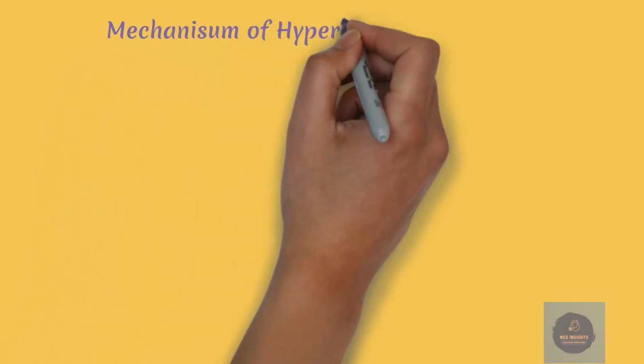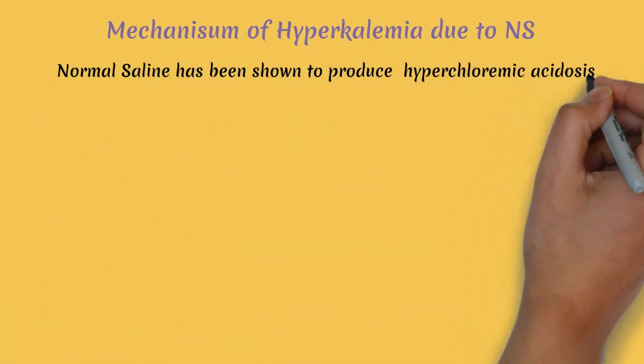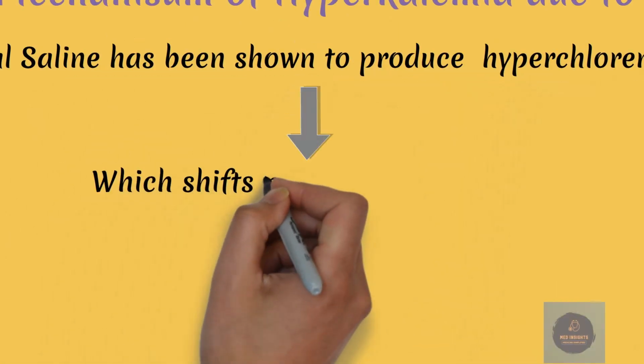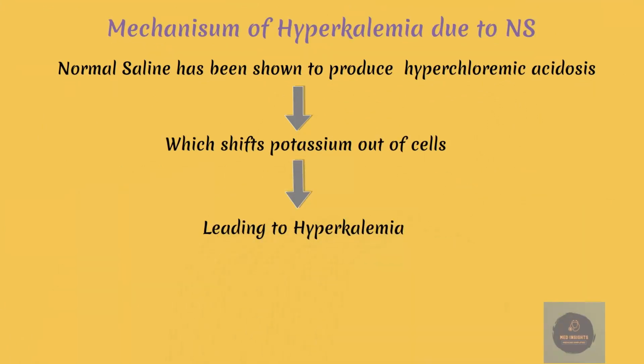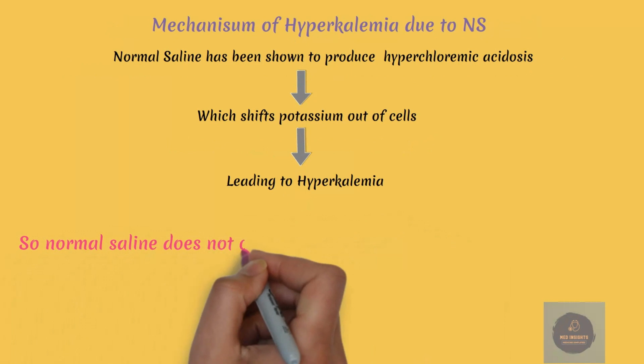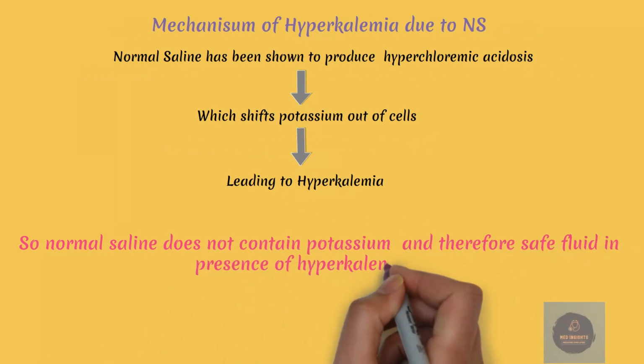Mechanism of hyperkalemia due to normal saline. Normal saline has been shown to produce hyperchloremic acidosis, which shifts potassium out of cells, leading to hyperkalemia. So normal saline does not contain potassium and therefore safe fluid in presence of hyperkalemia is a myth.